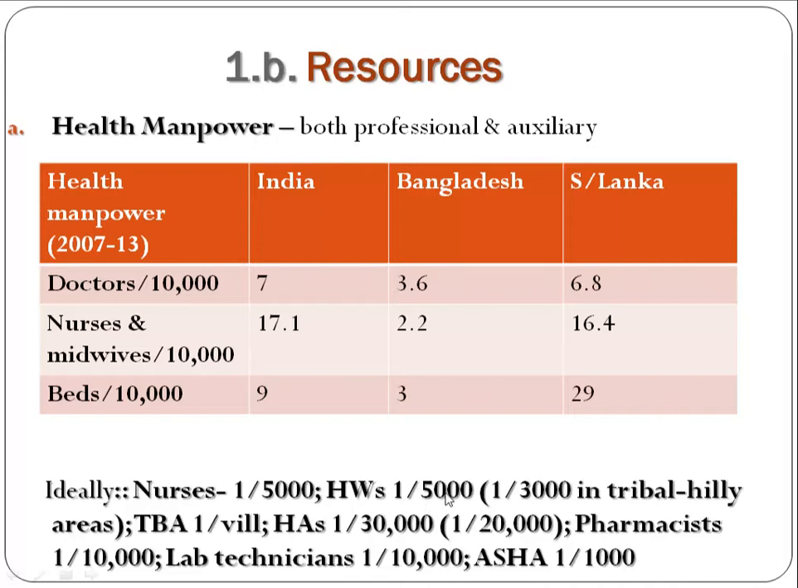The WHO says health workers should be 1 per 5,000 and 1 per 3,000 in tribal or hilly areas. Traditional birth attendants should be 1 per village. Health assistants, we will shortly come to health assistants, is 1 per 30,000 or 1 per 20,000 in hilly and tribal areas. Pharmacists should be 1 per 10,000. Lab technicians should be 1 per 10,000, and ASHA workers should be 1 per 1,000 in the villages. So ASHA workers also, we will read about them.